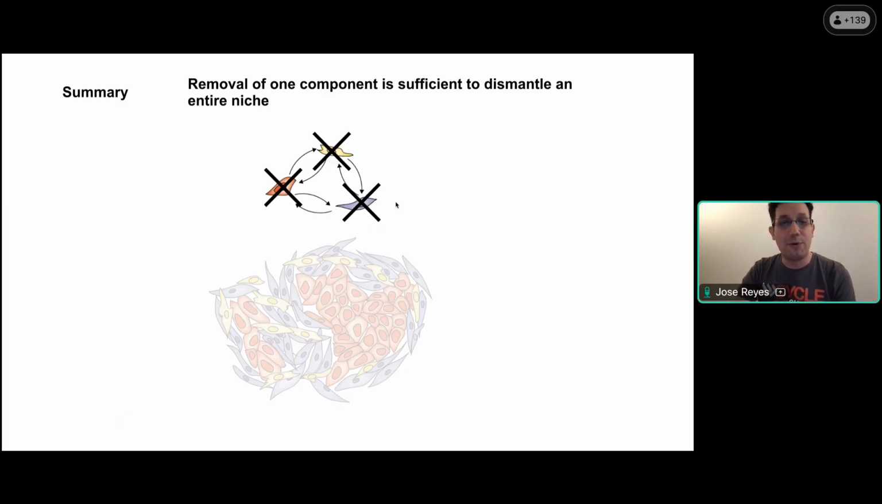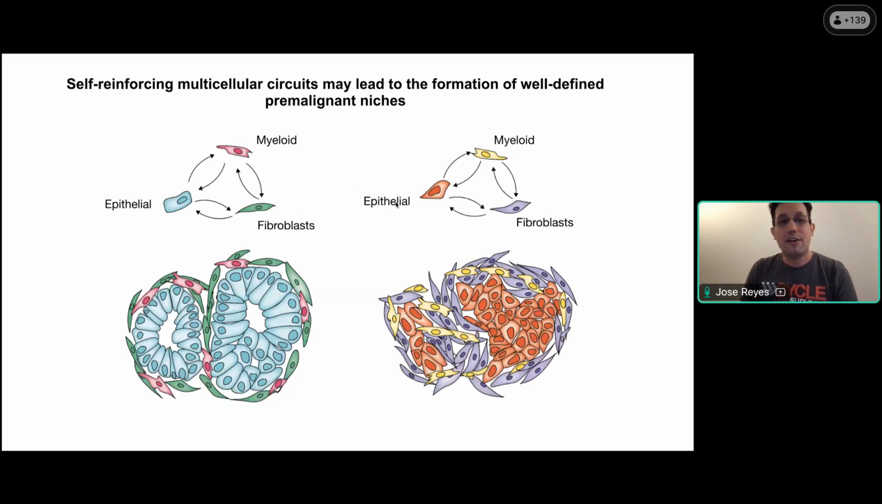One question that I would like to end this talk with that comes from these studies is what happens when we think about tissue remodeling as a dynamical system, and whether self-reinforcing multicellular circuits may be leading to the formation of these really well-defined premalignant niches, but also niches present, for example, during wound healing or in tissue regeneration. And I think thinking dynamically about tissue remodeling has important implications regarding the questions that we can ask.